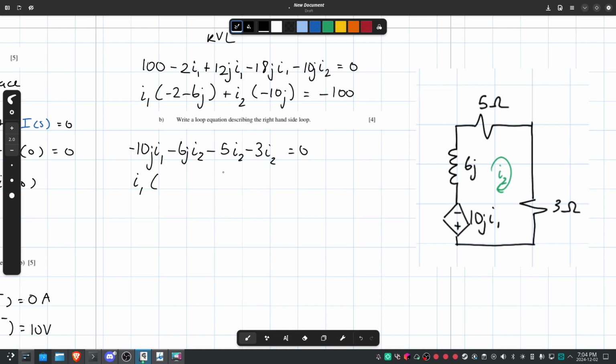Anyway, I1 is just going to be negative 10J plus I2, which is going to be negative 6J minus 5 minus 3. That's going to be negative 8 minus 6J is equal to 0. We now have both of these.